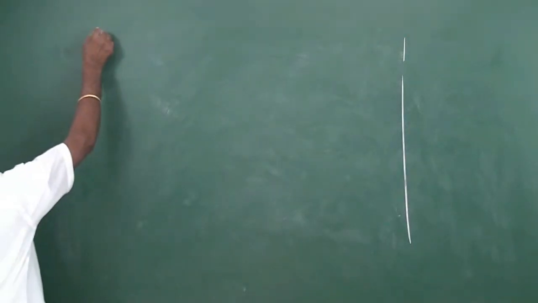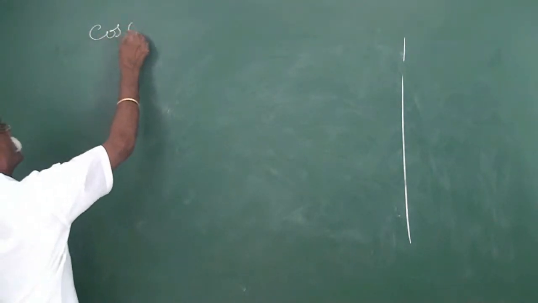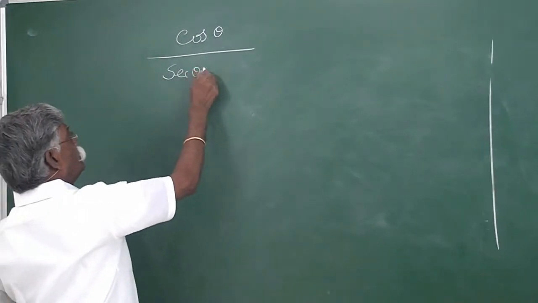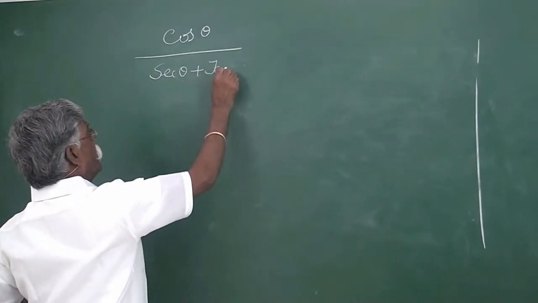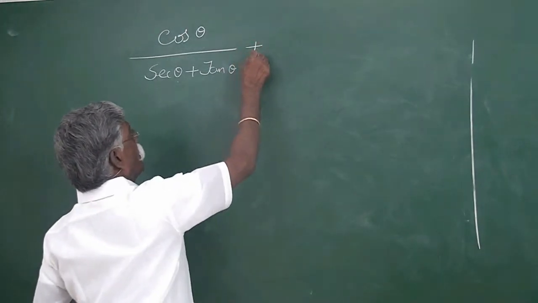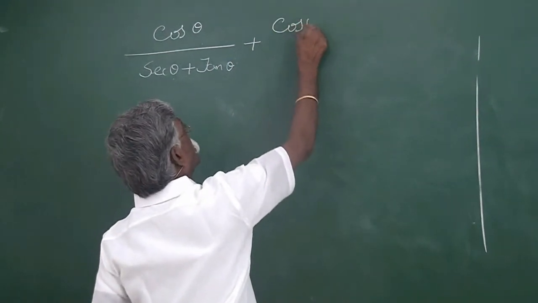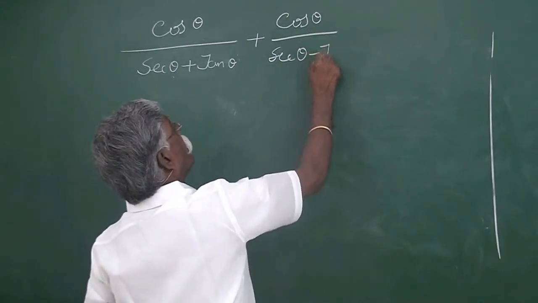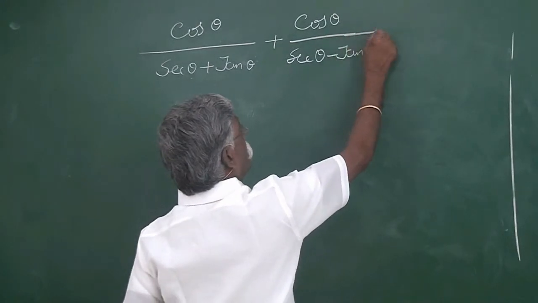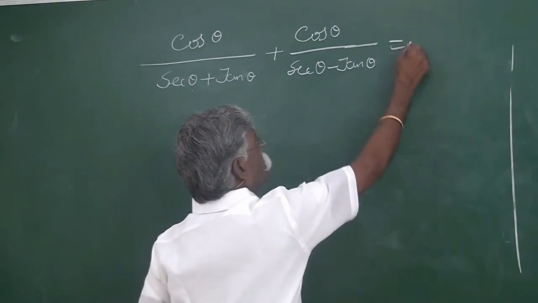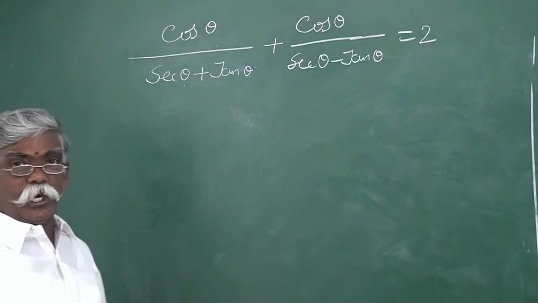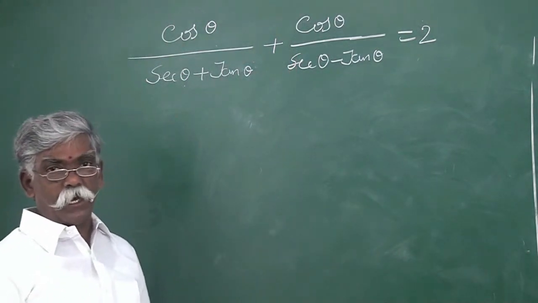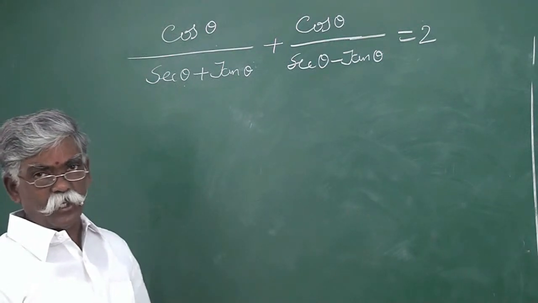Next one, cos theta by secant theta plus tan theta plus cos theta by secant theta minus tan theta is equal to 2. Cos theta by secant theta plus tan theta plus cos theta by secant theta minus tan theta is equal to 2.